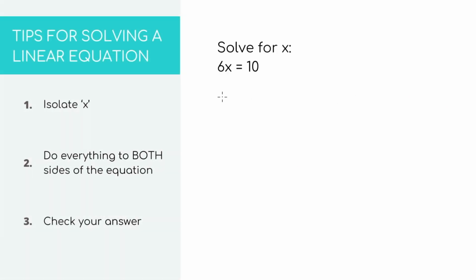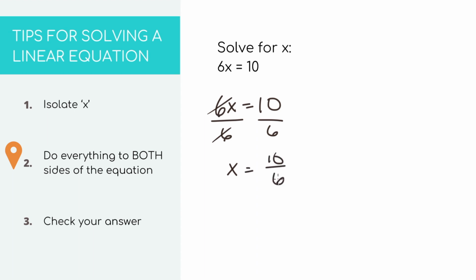For our final equation, we have 6x equals 10. In order to isolate x by itself, we need to divide by 6. Let's do it on both sides. 6x divided by 6 equals x. When you divide 10 by 6, you actually don't get a whole number, but let's simplify the fraction.